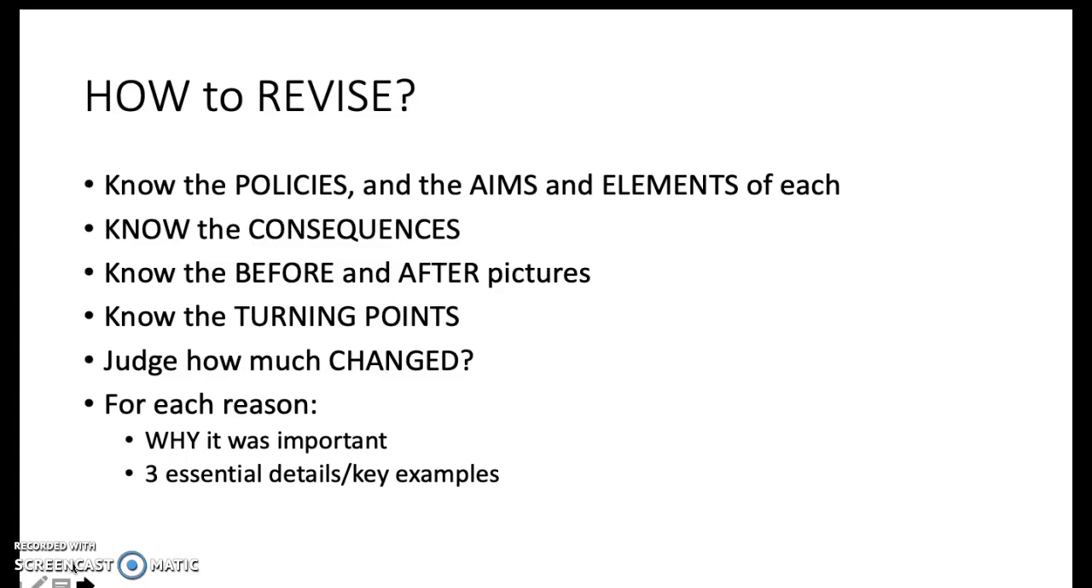end of the period. It's also helpful, I think, to be able to identify some turning points if you think there are any, and the turning points are likely to be the introduction of the policies, I would say. In each case, then, you're in a position to be able to judge how much changed. And so you may be able to say, well, the policy was introduced and X, Y, or Z things happened as a result, but in reality, not much changed. Or it may be that as a result of a policy, there was quite a significant amount of change. So for each point, it says reason there, but I suppose we would be looking for policy or element. For each element, you need 3 essential details or examples, and you need to know why it was important.